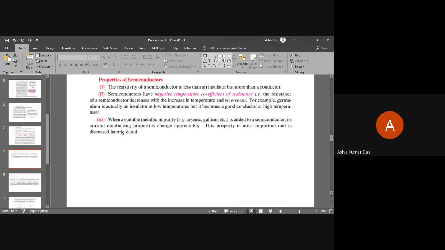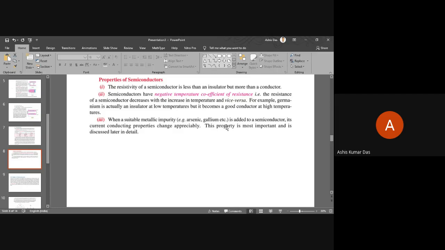Now, number 3, another property is when a suitable metallic impurity is added. This is very important. Metallic impurity means the things we are going to add, that is, one is called arsenic, or it may be gallium, or it may be indium. Later on we will see. If it is added to a pure semiconductor, then its current conducting properties change appreciably.